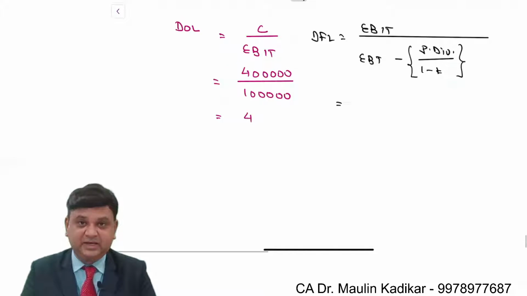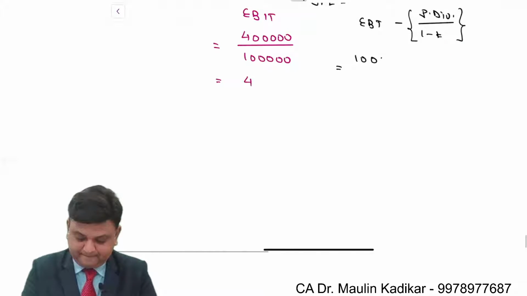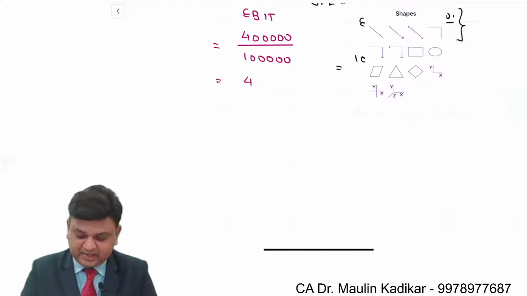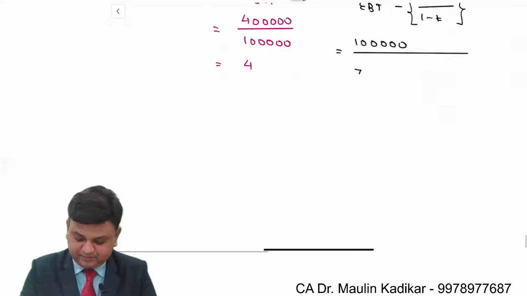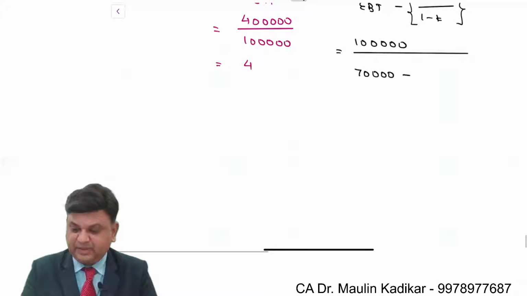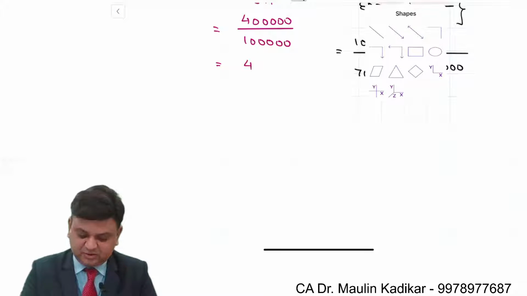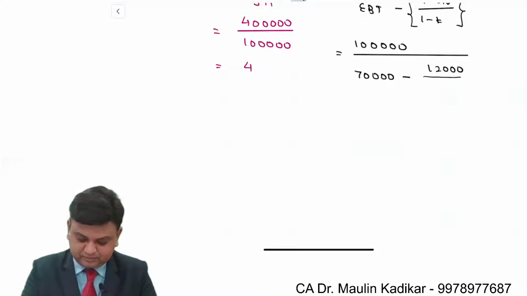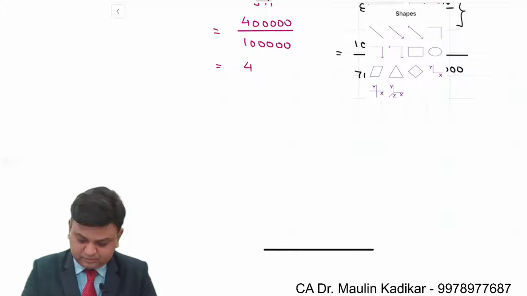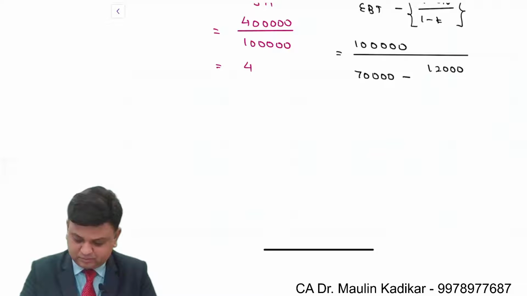The amount of the EBIT is 1 lakh, divided by EBT, that is an amount of 70,000, minus preference dividend, an amount of rupees 12,000, and the income tax rate is only 40%, that is divided by 1 minus 0.40.